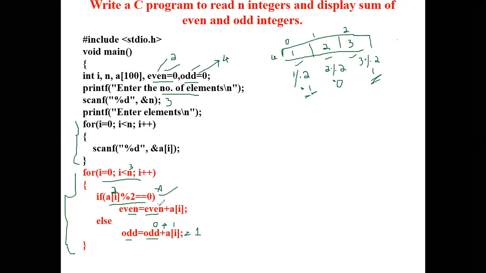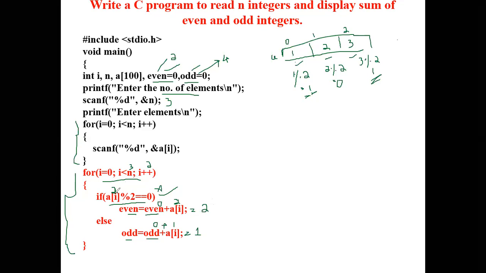What is even? Even initially it is 0. A of I, a of 2, its value is 2. So 0 plus 2 will be 2. Next, again increment the value of I, it will become 2. Check the condition, 2 is less than 3.